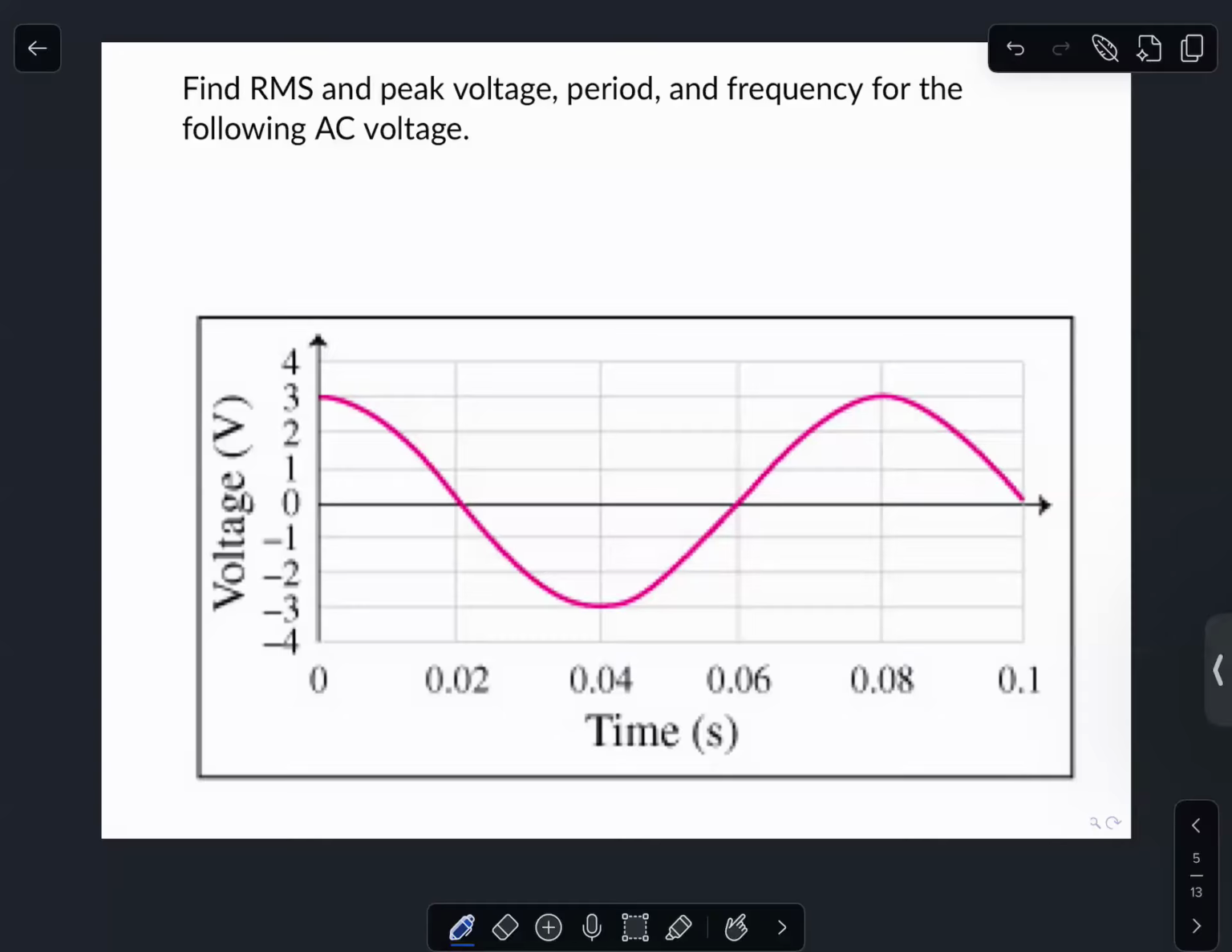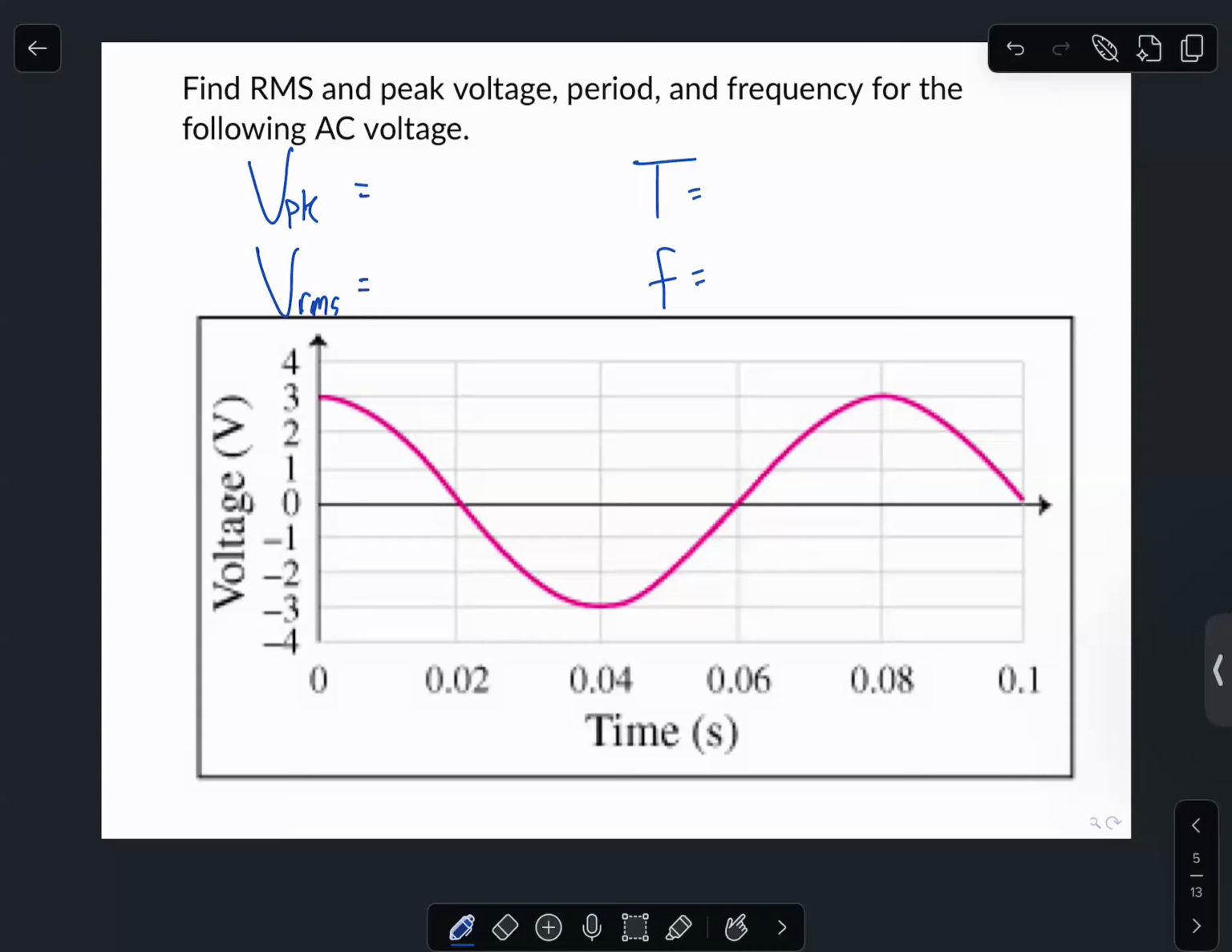How do you guys feel? Are you done? Still working? Okay, well, let's do it. Peak voltage and period are the fastest. You don't have to do these in any particular order. I see these immediately.